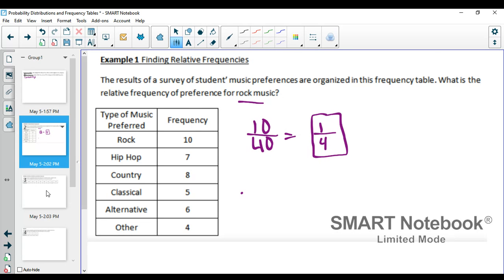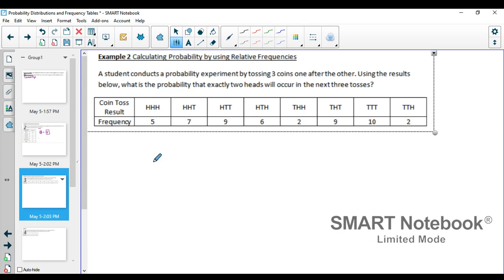Okay. So on to the next one. A student conducts a probability experiment by tossing 3 coins, one after another, using the results below. We want to find the probability that exactly 2 heads will occur in the next 3 tosses. First, we're going to figure out what our total frequency is. So we're going to add all of these together: 5 plus 7 plus 9 plus 6 plus 2 plus 9 plus 10 plus 2.